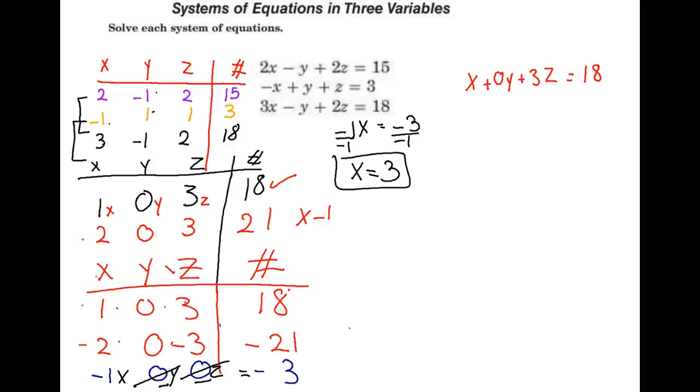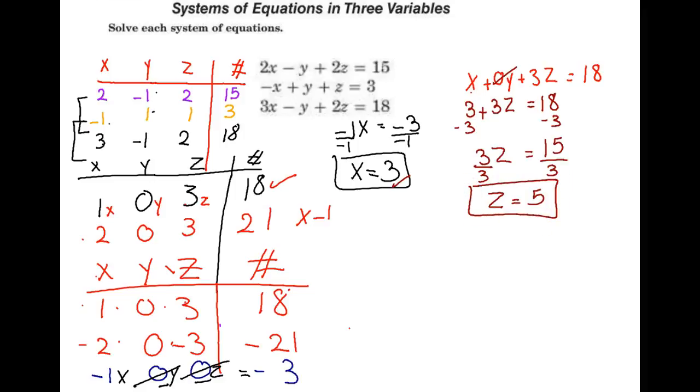Then I'm going to plug in 3 for x. So 3 plus 0, so I don't need to write anything here, plus 3z equals 18. Minus 3, minus 3, just like solving a linear equation. 3z equals 15, divide by 3, divide by 3, z equals 5.